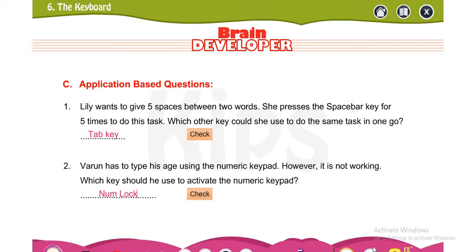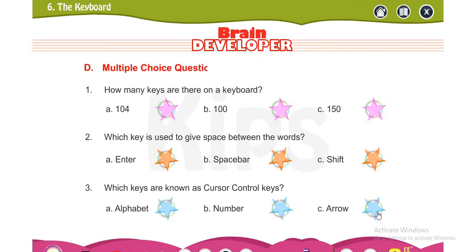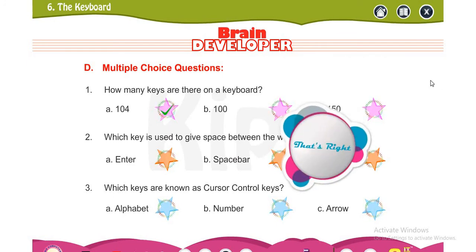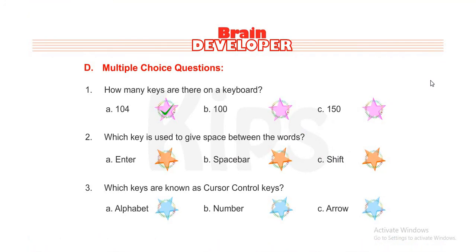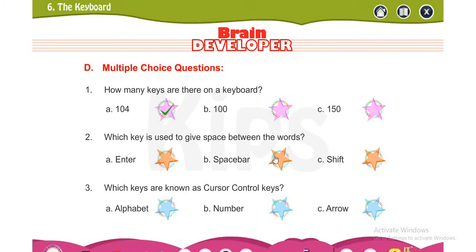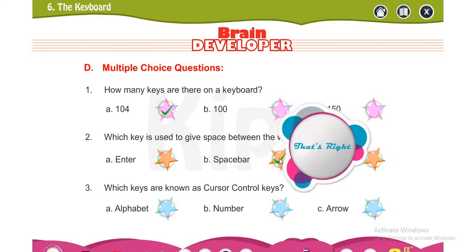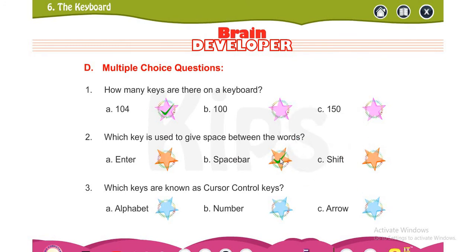Next, multiple choice questions. In a multiple choice question, the first one is: how many keys are there on a keyboard? Just now I told you, 104 keys are present on the keyboard. Next one, which key is used to give space between two words? The spacebar key is used to give a space between two words.